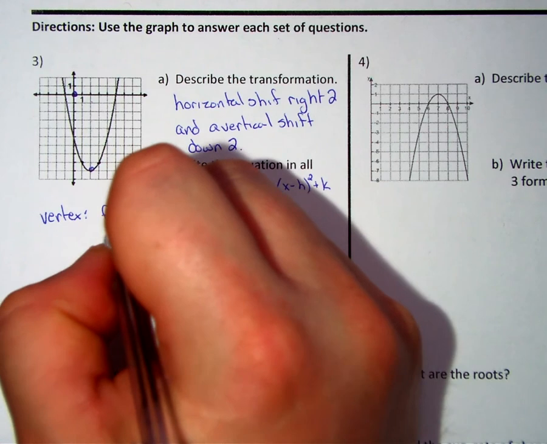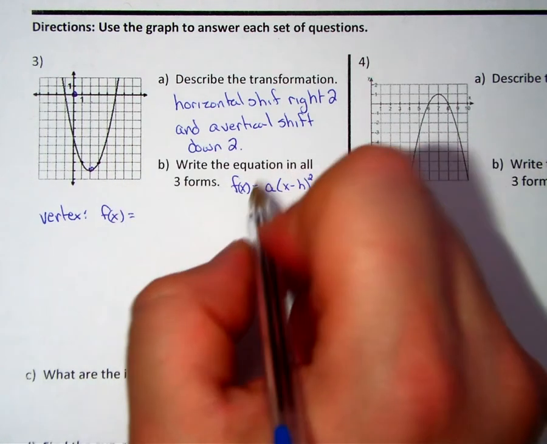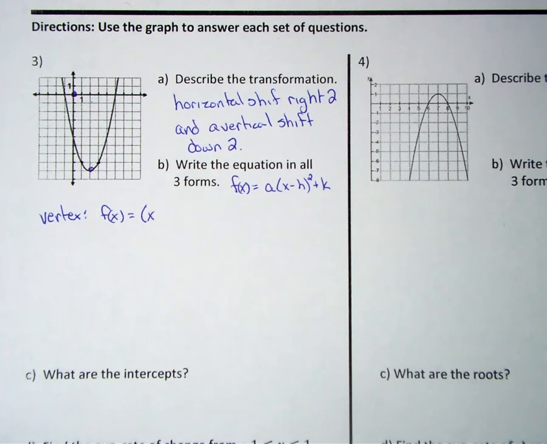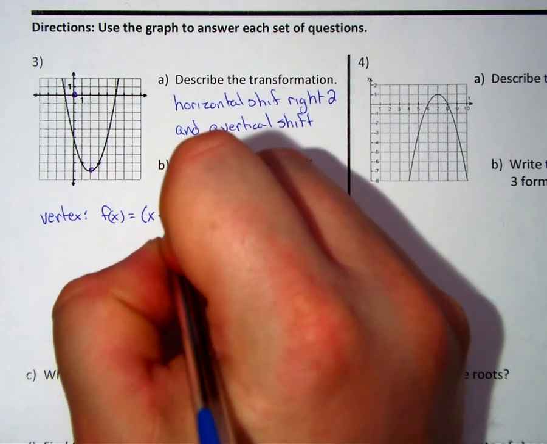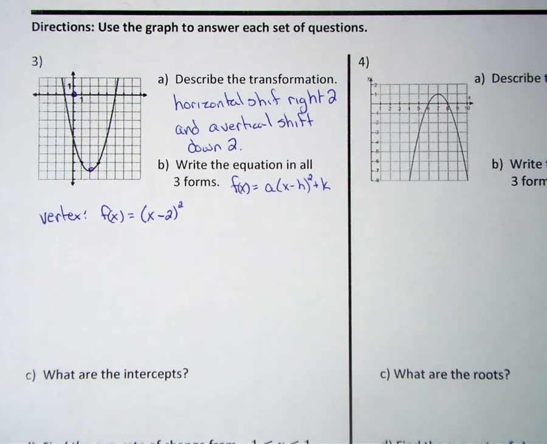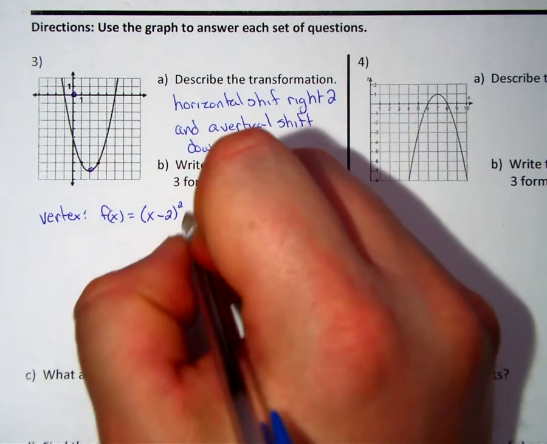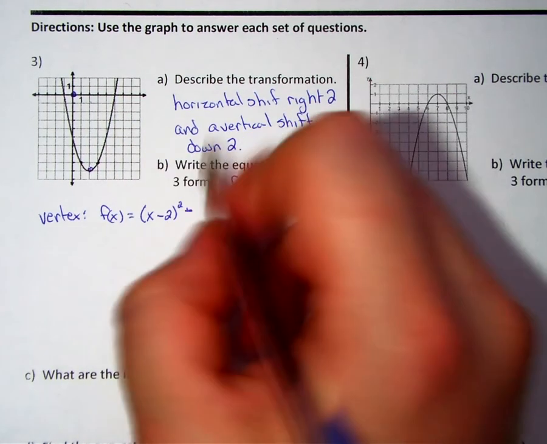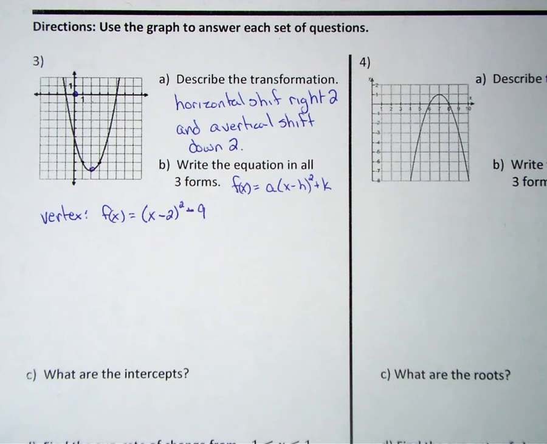So vertex form, we're going to have f of x is equal to no a value because we know it to be 1, x, and we want the opposite of our x value. Right now the vertex has an x value at positive 2, so we are going to subtract 2 because remember, whenever we're reading vertex form, we're looking at the opposite of the value inside the parentheses. So the opposite of negative 2 would be positive 2, which would match our graph. All right, our y value is negative, so we will say minus 9. All right, that wasn't so bad.